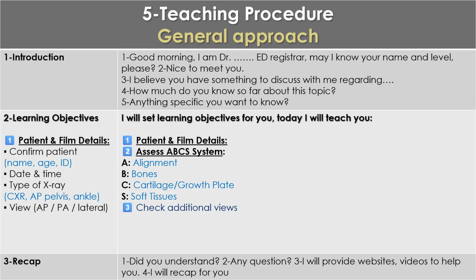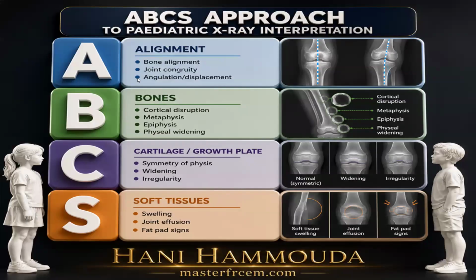If you follow ABCDE, E means soft tissue also, right? Yes. So A for alignment, B for bones, C for cartilage, growth plate, and S for soft tissue, then check additional views. So A, alignment. What does alignment mean? Bone alignment. It means the midline of the lower bone is the same midline as the upper bone. Clear? Yes, clear. So bone alignment, joint congruity.